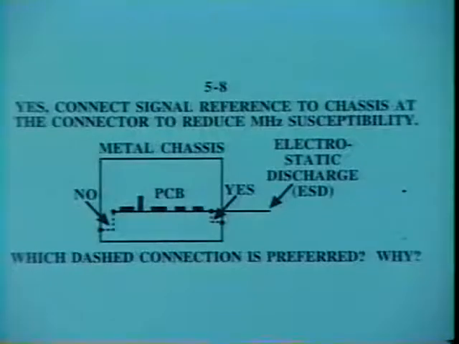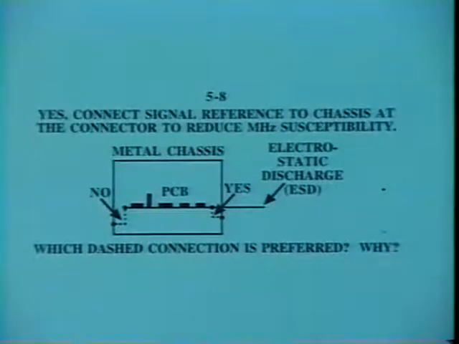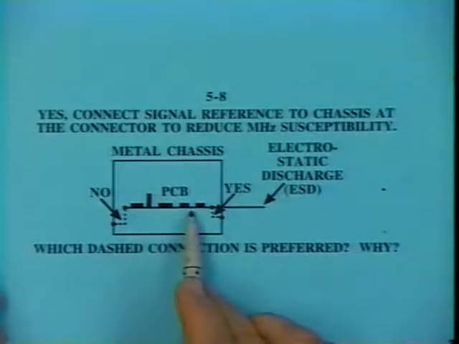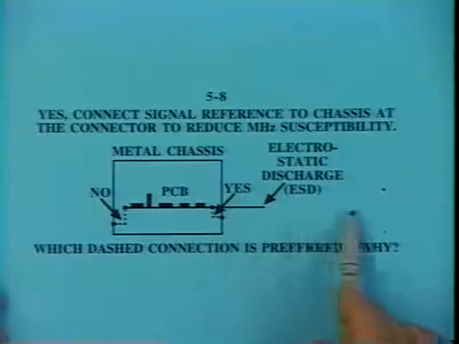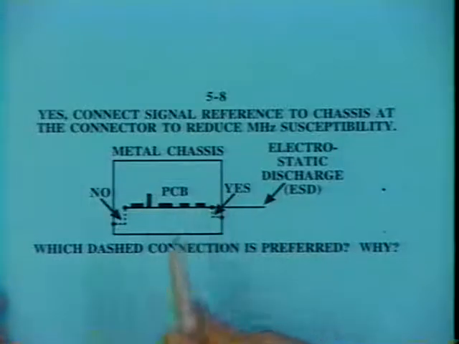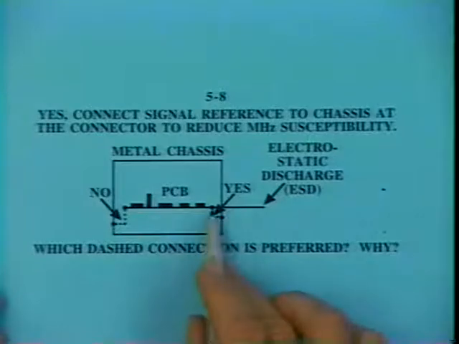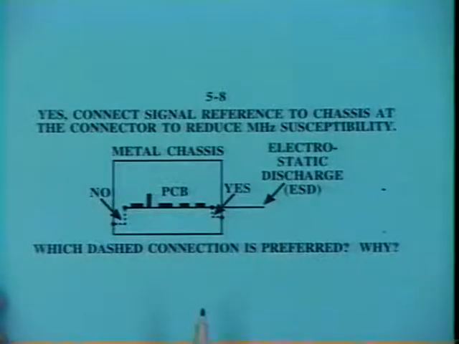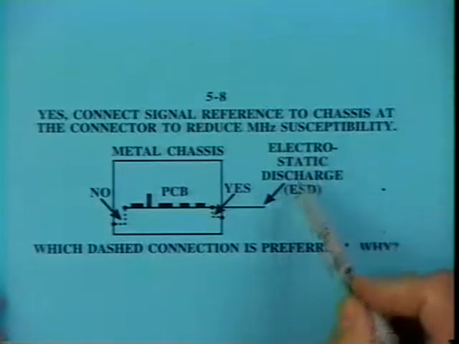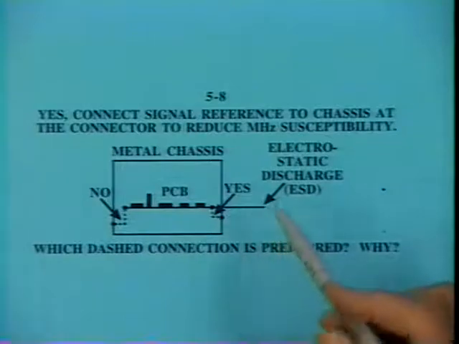Here's another situation. Let's say we have a sensitive printed circuit board inside a metal enclosure, and we've got a multi-conductor cable coming into this enclosure to connect to the circuit board. I'm just showing one wire in this cable for now, but one wire is all it takes to be a problem here. Let's assume that electrostatic discharge could occur to this wire.